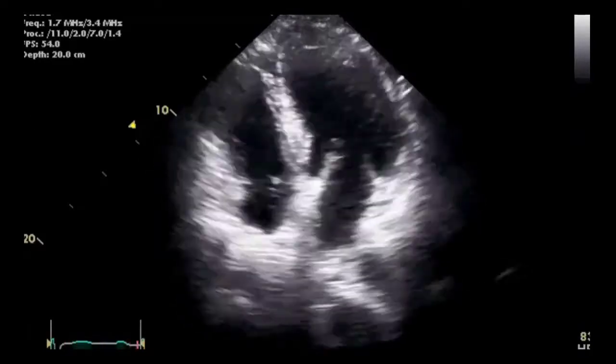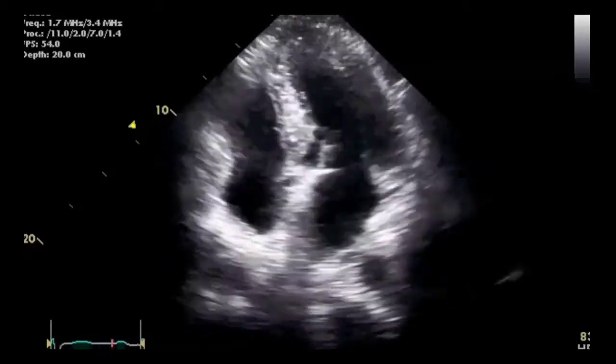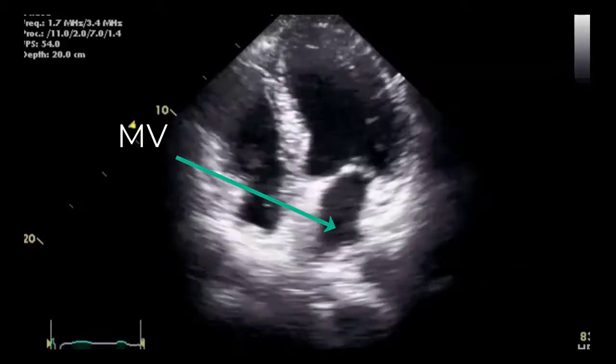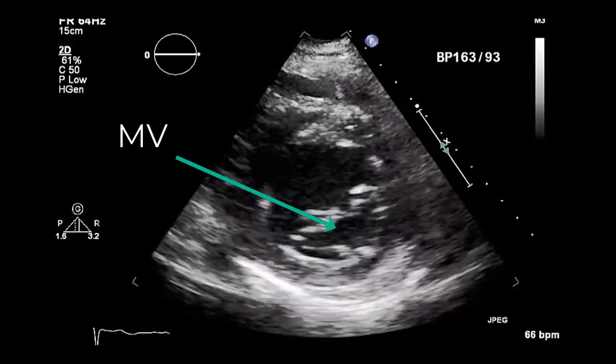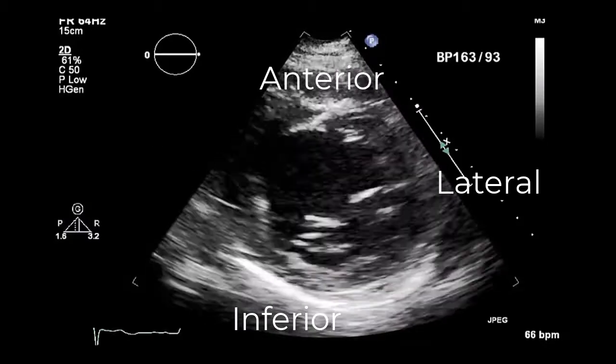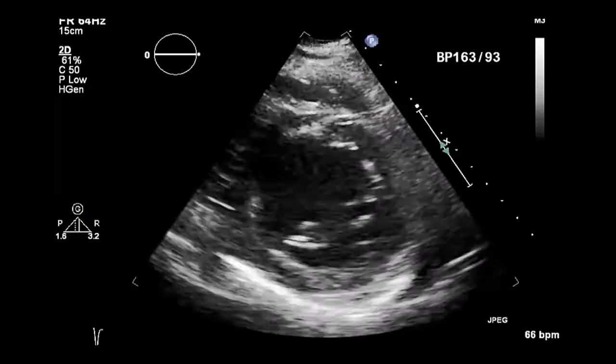The parasternal short axis is seen next. The basal short axis view is identified by the presence of the annulus of the mitral valve. The inferior, lateral and anterior regions are seen, corresponding to the RCA, circumflex, and LAD territories.